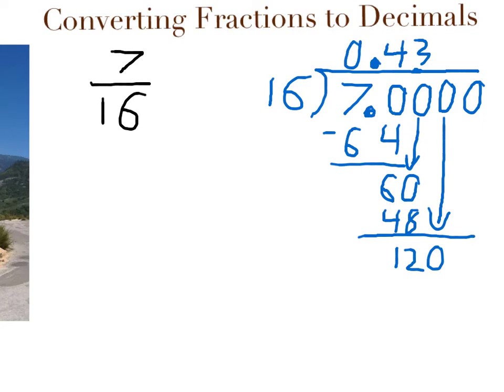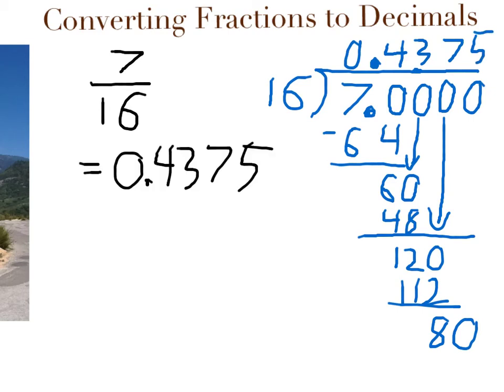We bring down another 0, and 16 is going to go into 120 7 times. 7 times 16 is 112. So that leaves us with 8. And 16 goes into 80 an even 5 times. Therefore, our original fraction of 7/16 is equal to 0.4375, which makes sense because 7/16 is a little bit less than 8/16, which will be 1/2. Our resulting decimal is a little less than 0.5, which would be 1/2.